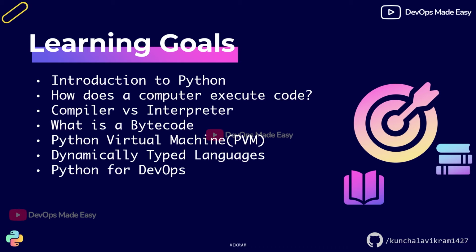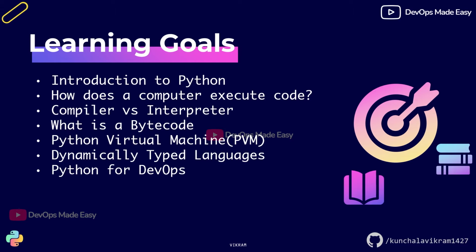We'll also talk about Java, which also generates a bytecode. We'll talk about Python virtual machine, which is called PVM, and why this is used in Python. What are dynamically typed languages and static typed languages? And at the end of this video, we'll talk about some of the use cases in which Python can be used in DevOps.